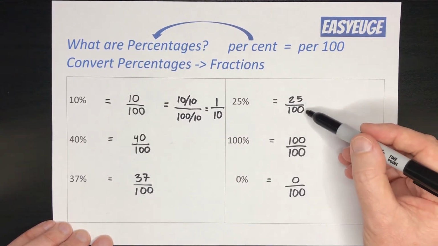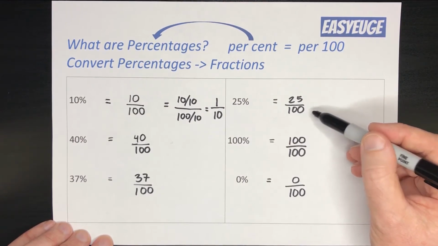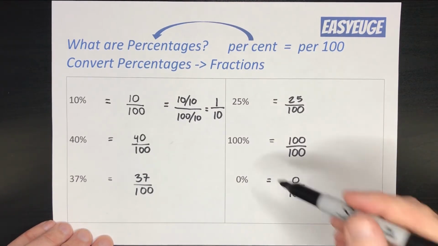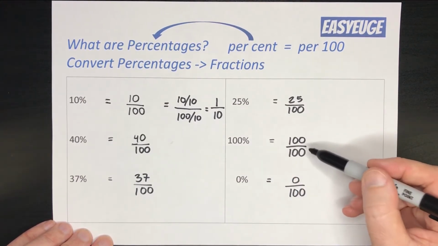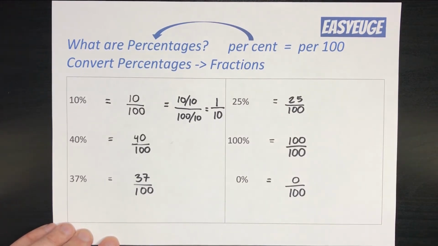25% is a very popular percentage. It's 25 over 100. That would simplify to 1 over 4. And 100%, it's 100 over 100, and that would simplify as 1 over 1, or simply 1. And 0%, it stays as 0 over 100, which can be simplified as 0. Okay, let's take a look at converting percentages into decimal numbers.